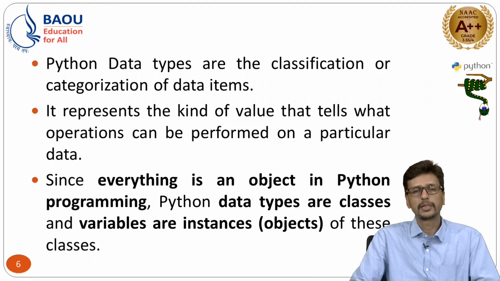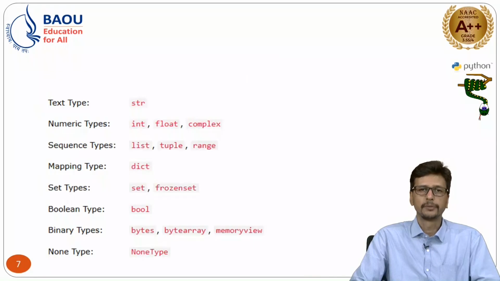So data type is nothing but a class, and the variables that you are defining are nothing but objects or instances. So you can say that in Python programming, everything is considered an object, so data types are nothing but classes and variables are nothing but instances, or you can say the objects that belong to a particular class, right.